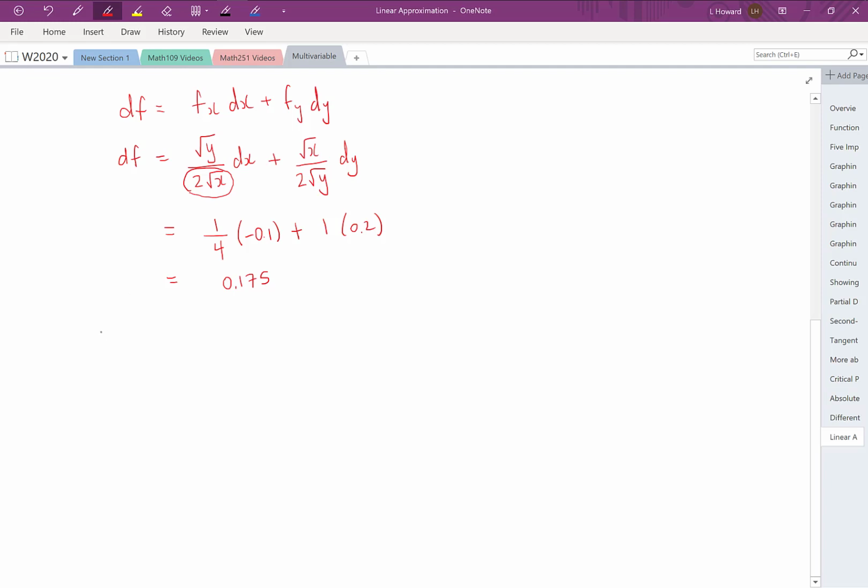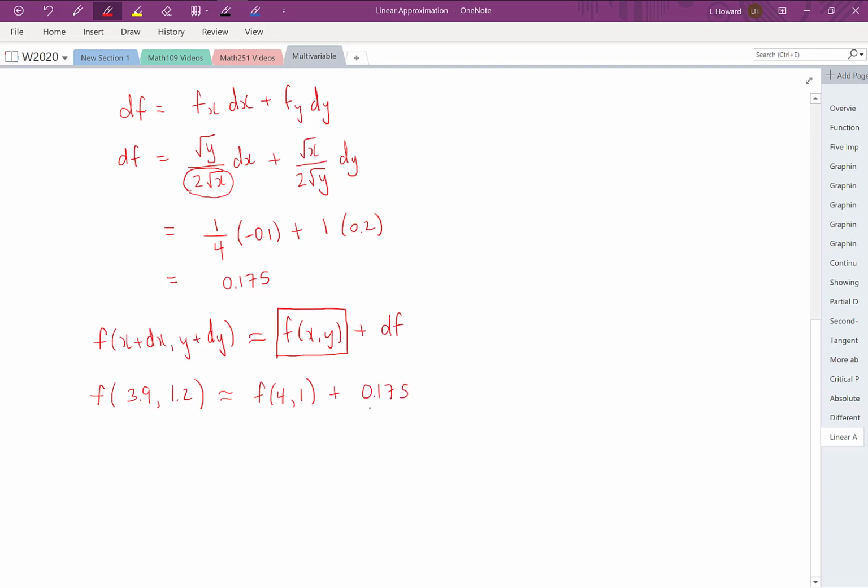Now let's finish off our calculation. I'm going to write down our linear approximation formula again, and we'll figure out how it applies in this specific case. The formula says f of x plus dx, y plus dy is approximately equal to f of xy plus df. The context here is that x and y are some nice numbers, so the right side is typically easy to calculate. And we think of x plus dx, y plus dy as the messy numbers, so we're approximating f at coordinates that are not necessarily clean numbers. In this case, f of 3.9, 1.2 is what we're trying to calculate. We're going to say that's approximately equal to f of 4, 1 plus the df that we've just calculated using those x and y values. Our df was 0.175, and we can just finish off here.